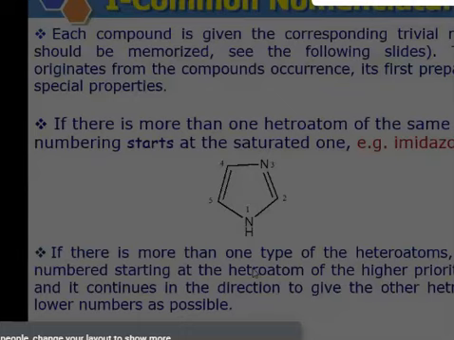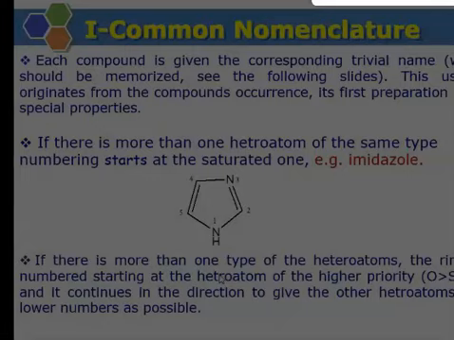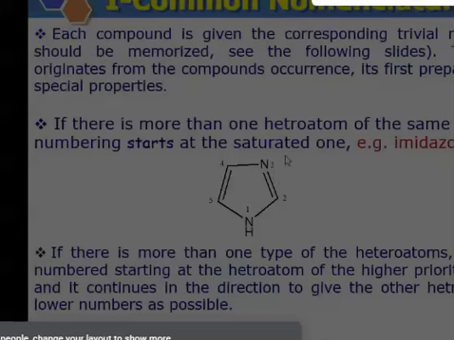heterocyclic ring. For example, if there is more than one heteroatom of the same type in a compound, say for example, this nitrogen or this nitrogen. However, which one should be given the number 1?